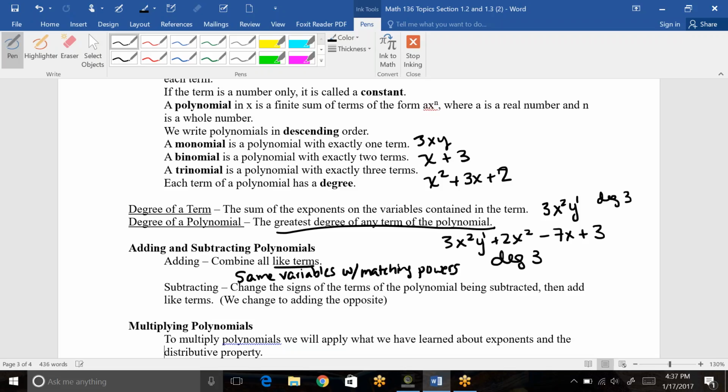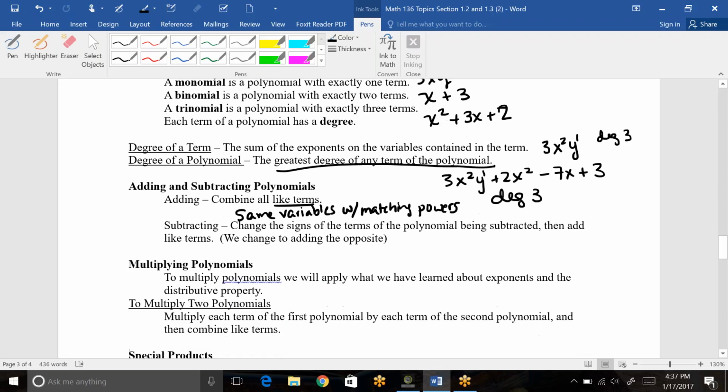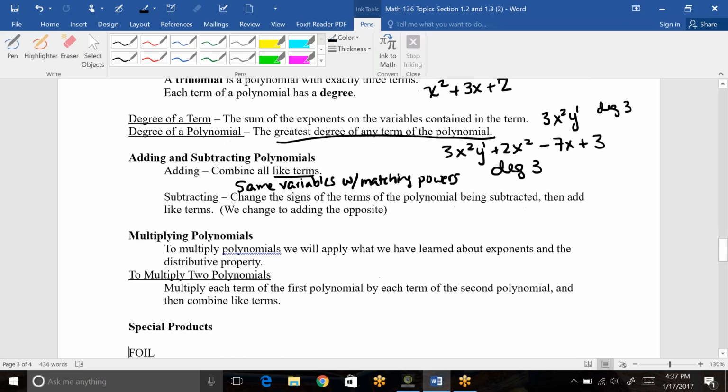So an x squared cannot be added to an x cubed. Even though they have the same variable, they do not have matching powers. And subtraction is just when you do the opposite of adding. So if you had plus 3, subtraction would be like minusing 3 from that. So we'll see some examples of this. Usually we just distribute that negative and change the whole problem to just adding the opposite.